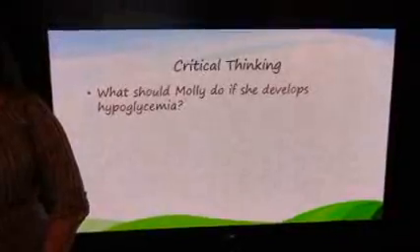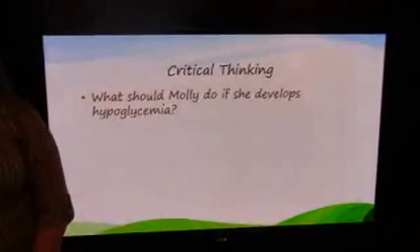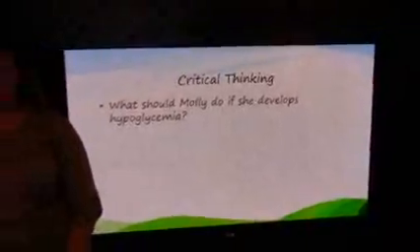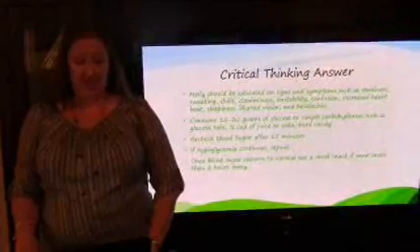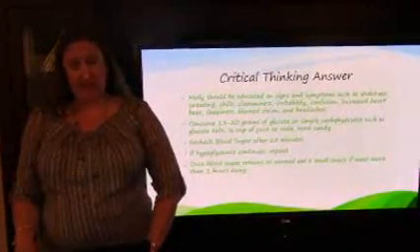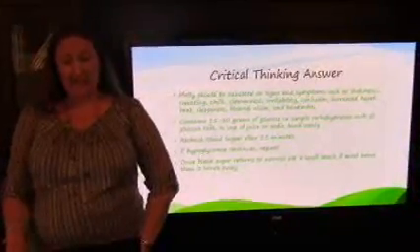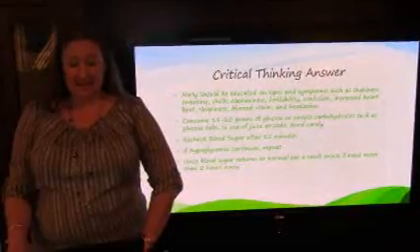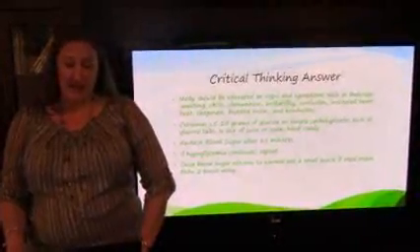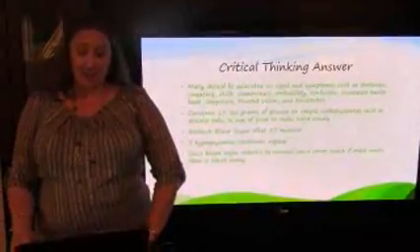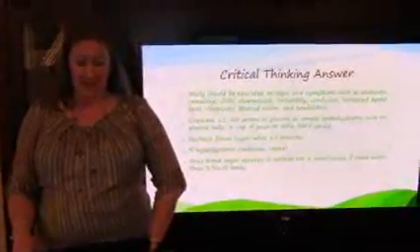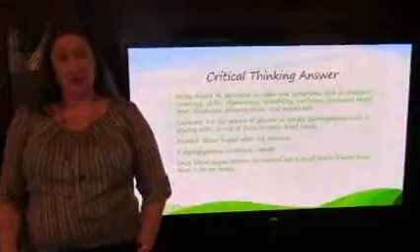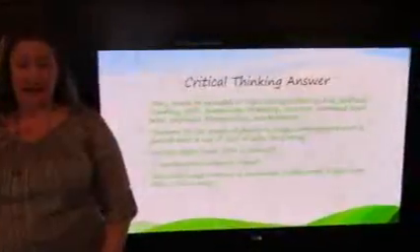For critical thinking questions, what should Molly do if she develops hypoglycemia? Molly should be educated on signs and symptoms such as shakiness, sweating, chills, clamminess, irritability, confusion, increased heart rate, sleepiness, blurred vision, and headaches. She should consume 15 to 20 grams of glucose or simple carbohydrates such as glucose tabs, a half a cup of juice or soda, or hard candy.